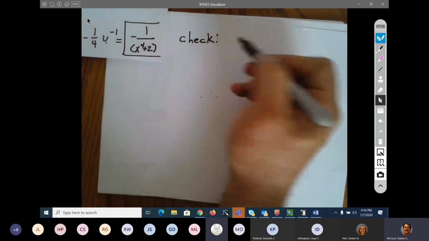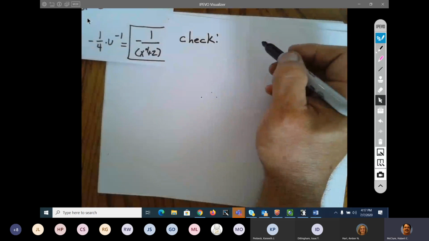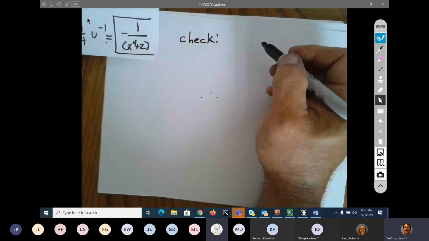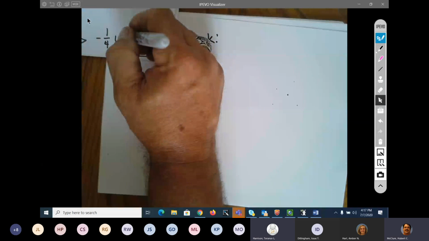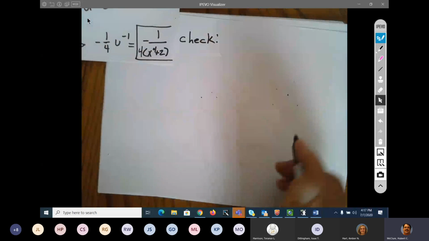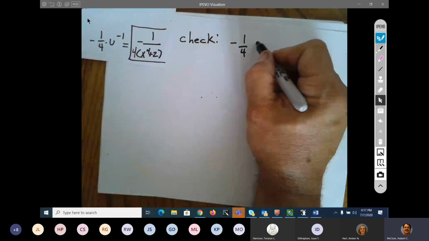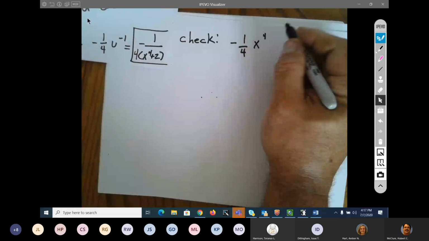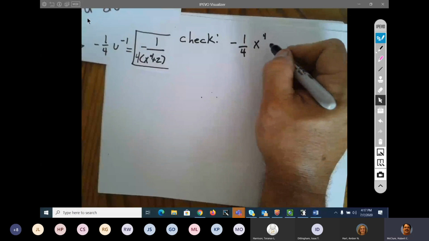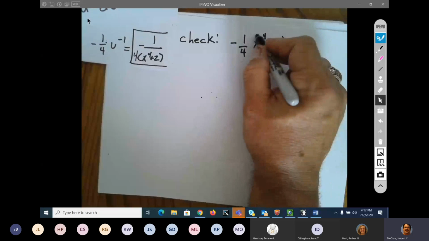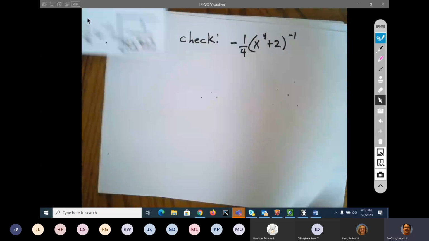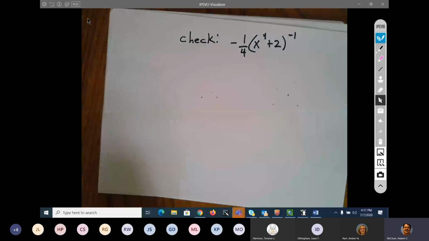What happened to the 4? What happened to the what? Thank you. It's 1 negative 1/4 u, to the, supposed to be right there. Thank you. Okay, so that's going to be negative 1/4. And then I'm going to bring this up. That's going to be x to the 4th plus 2 raised to the negative 1 power. Everybody with me? That's our function. So now let's use the chain rule.